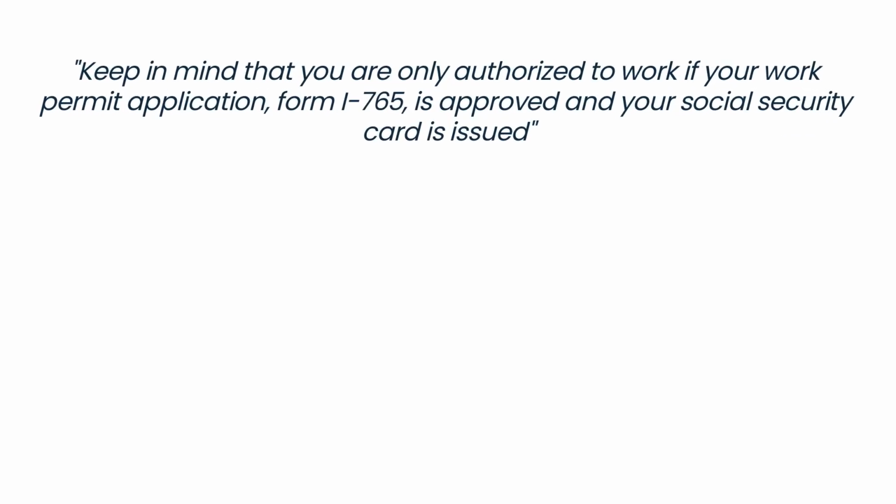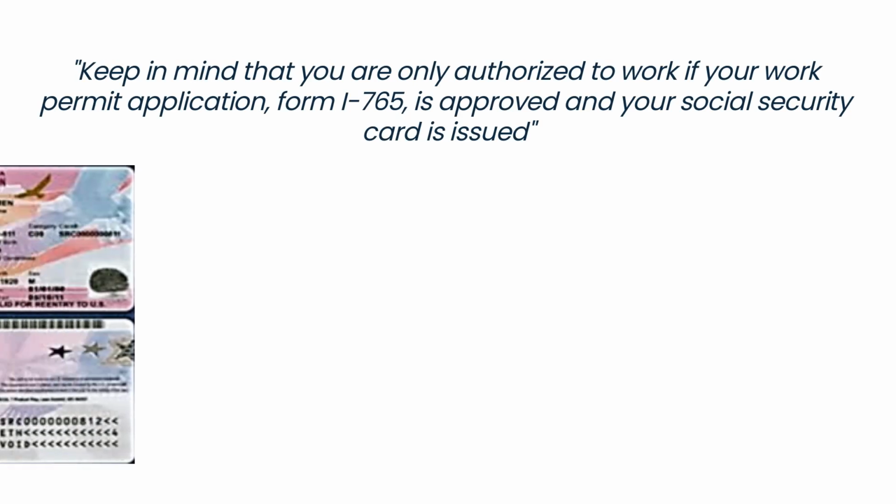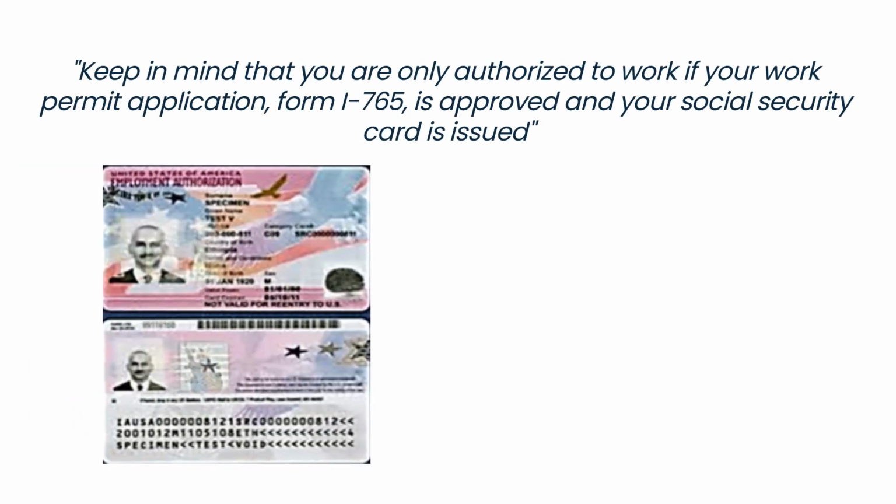Keep in mind that you are only authorized to work if your work permit application, Form I-765, is approved and your Social Security card is issued. When you are approved for a work permit, you and each person in your family that applied individually receive 2 things. 1. The physical work authorization card similar to this image. And 2. You will receive in a separate envelope a Social Security card similar to this image.